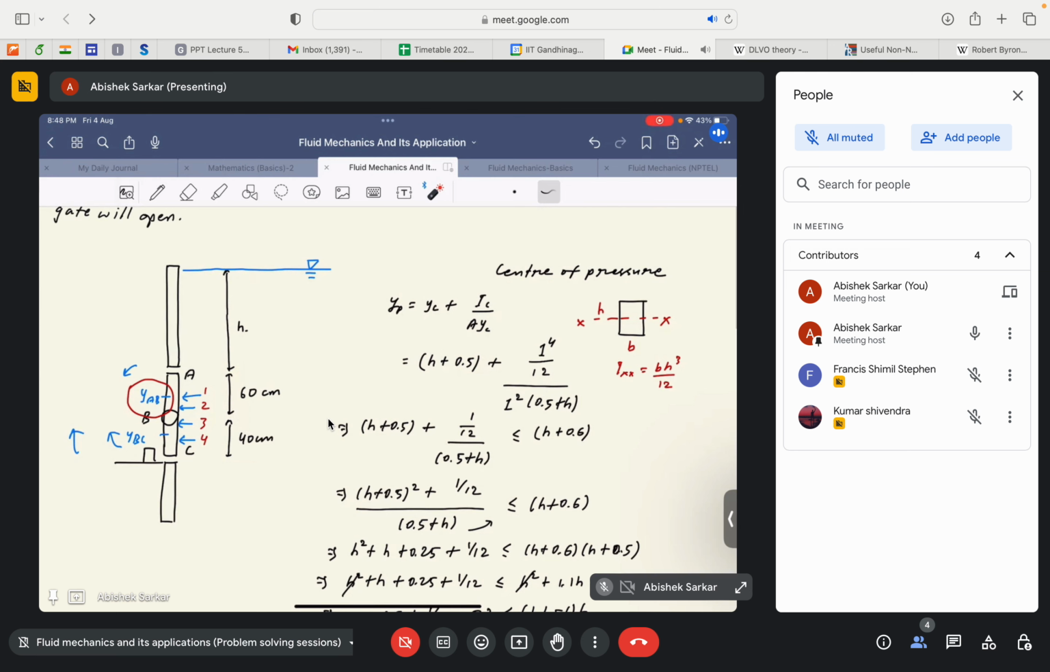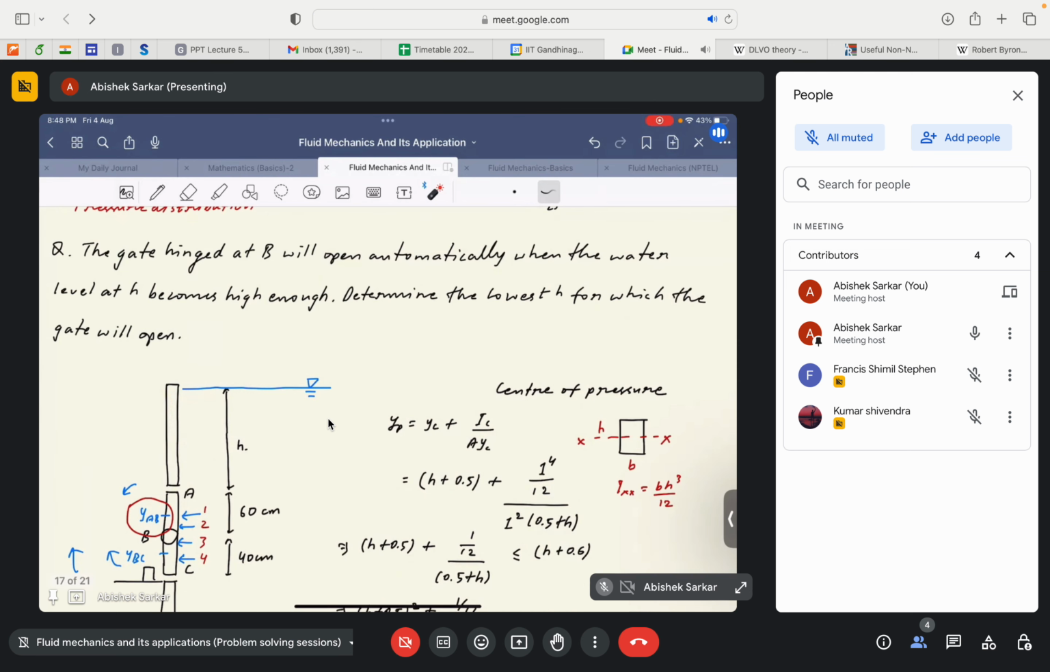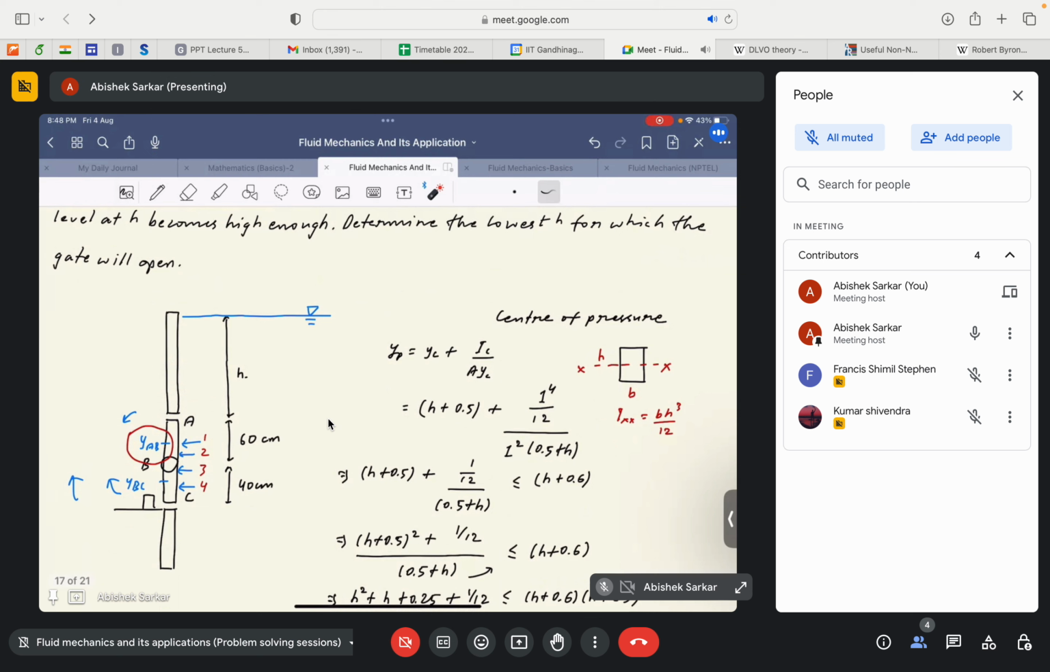0.5. Then Ic would be BH cube by 12. So B is again in this case 1, and H is also 1. I'm sorry, I forgot to mention the dimensions. So it's a square gate. Assuming that the depth is 1 meter again, then it is basically BH cube by 12. So B and H are equal, so 1 divided by 4 by 12. Then area is again 1 square.